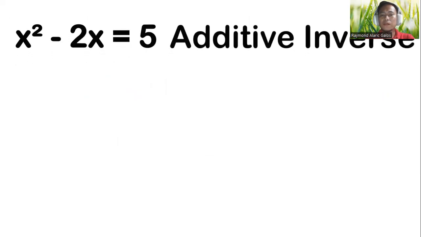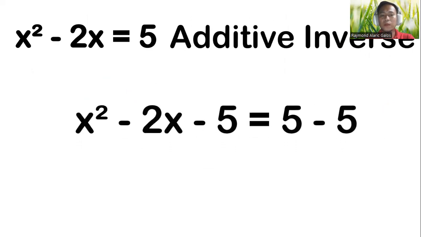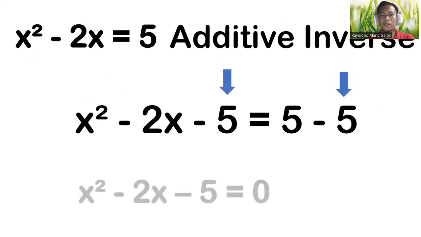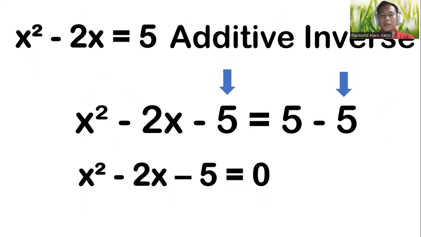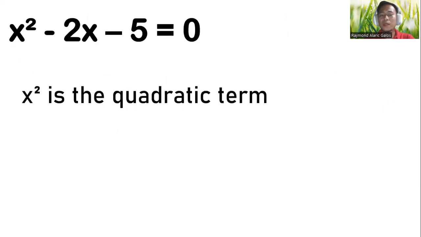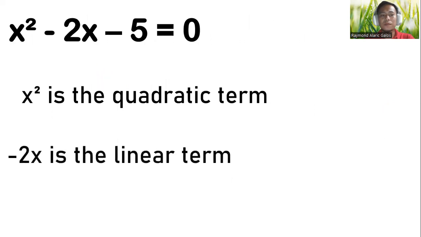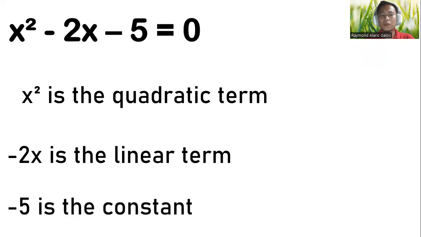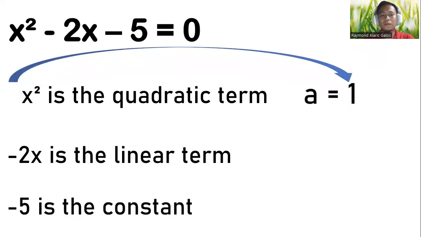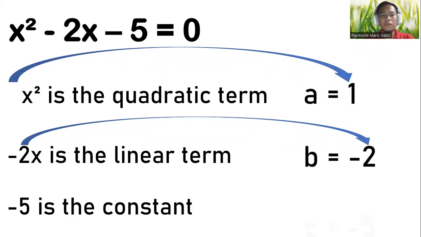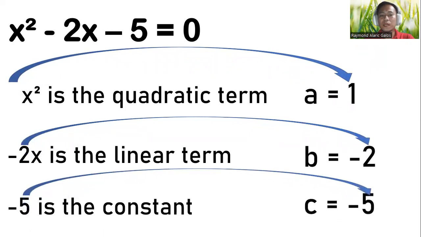Then let's apply additive inverse to equate the equation into 0. So we have x squared minus 2x minus 5 is equal to 5 minus 5, where your negative 5 there is your additive inverse. Therefore, we have x squared minus 2x minus 5 is equal to 0. x squared is the quadratic term, negative 2x is the linear term, and negative 5 is the constant, where a is equal to 1, b is equal to negative 2, and c is equal to negative 5.